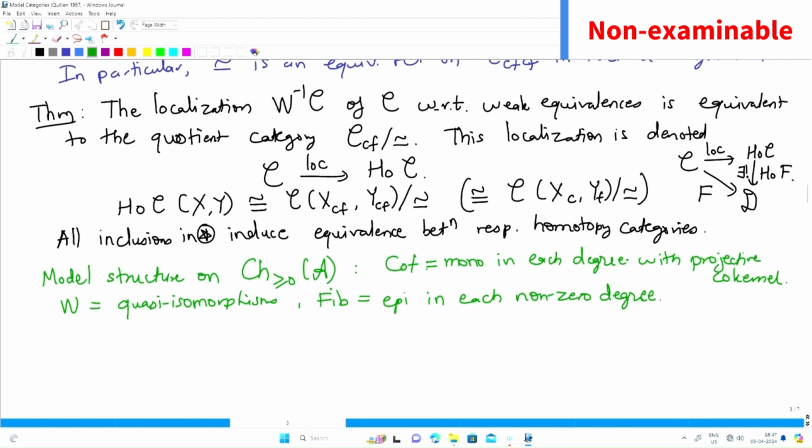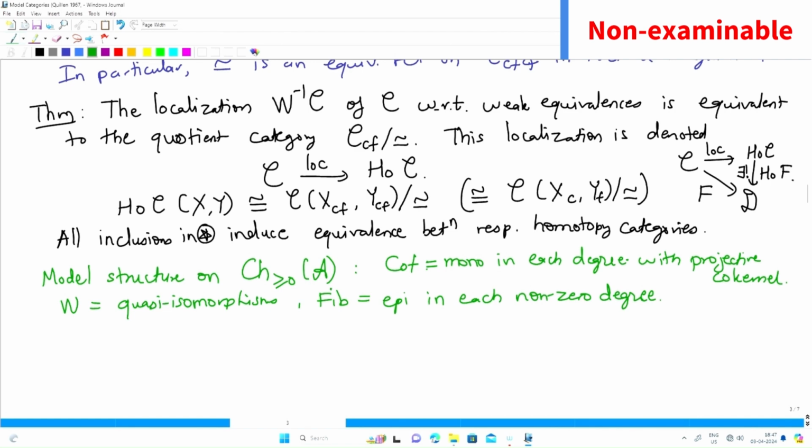Just dualize that. If you know something about Ext and Tor computation, then you use one of these two approaches. You either use the projective resolution of the domain or the injective resolution of the codomain. It depends. So those come from these two different model structures actually. So this is the model structure on the category of chain complexes in non-negative degrees.